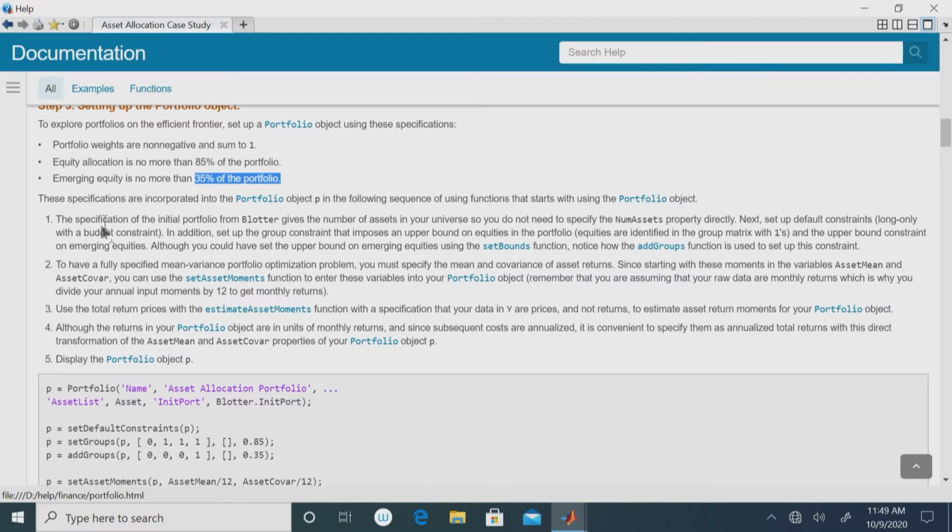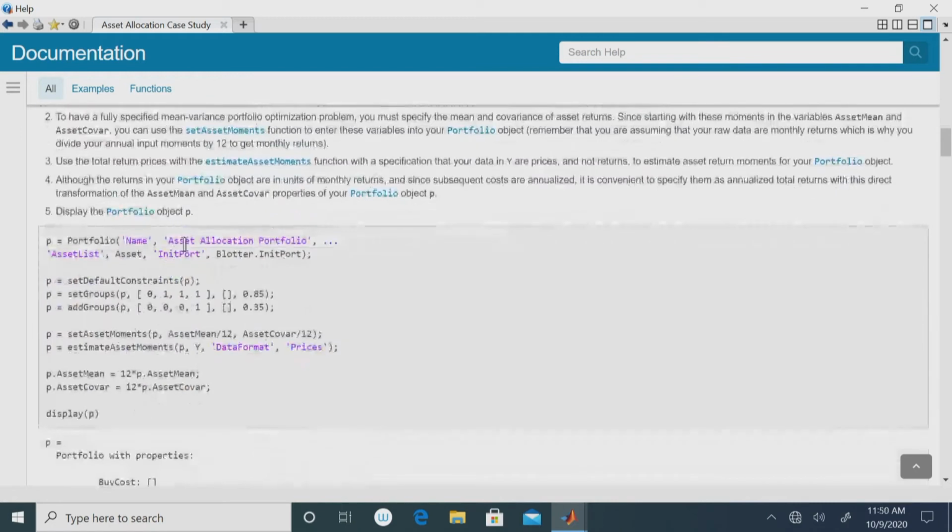Now we create a portfolio object P using the portfolio command. In this case we have the name, the asset allocation portfolio, and the asset list. This portfolio command will take the name, the assets, the asset allocation that was made, the asset list, and all the other relevant terms. So there are 6 things: the name, the asset allocation portfolio, the asset list, the assets, the initial portfolio, and the blotter initial portfolio.